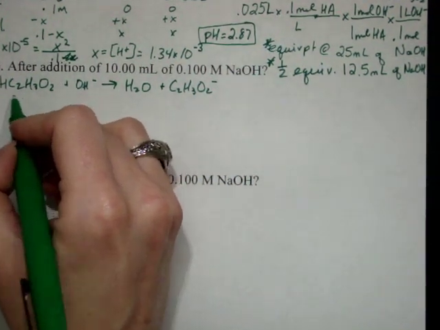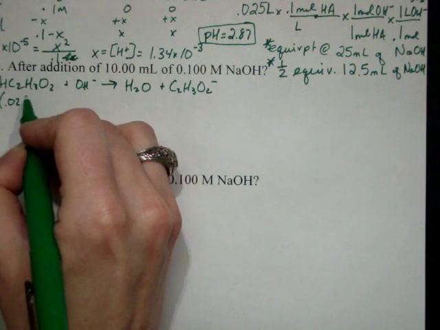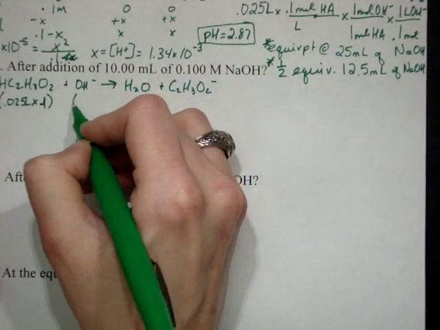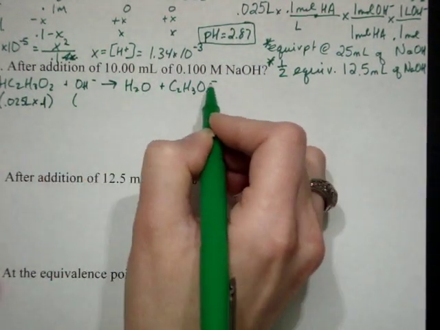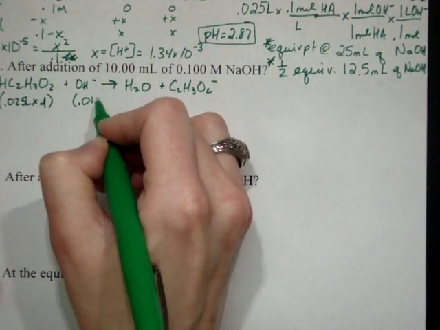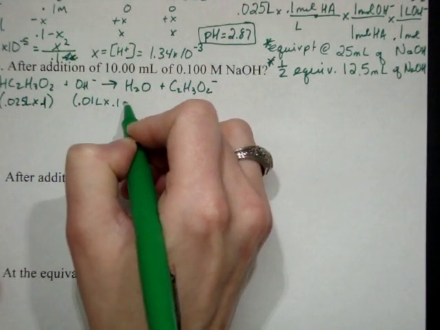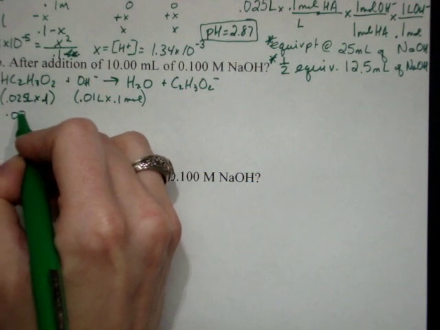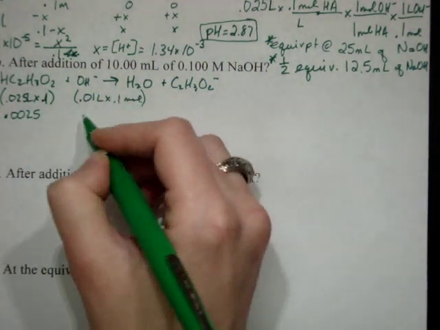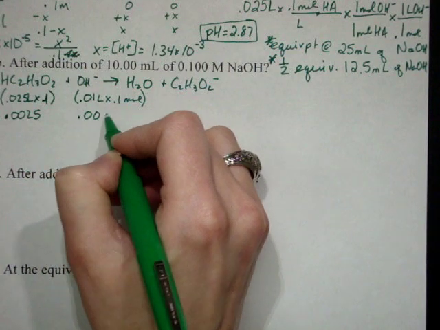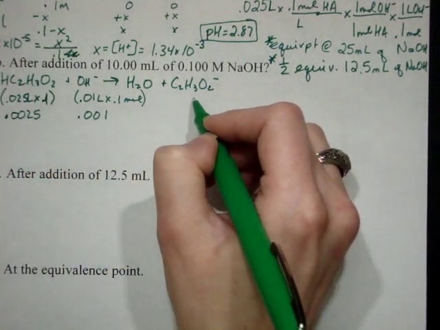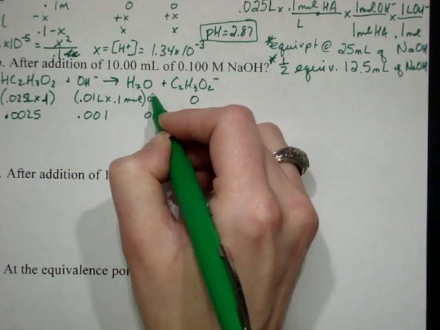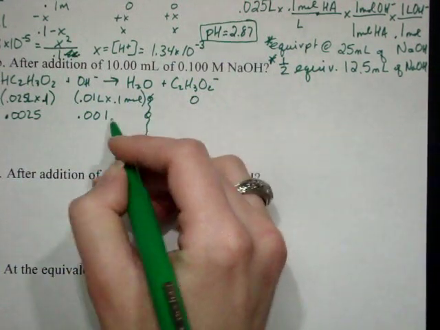So we've got 0.025 liters times 0.1 molar. And this time we got 10 milliliters of the base. So 0.01 liters times 0.1 molar, which gives me moles of 0.0025 and 0.001. And then we didn't have any of this to begin with. Although we don't care about water, so.